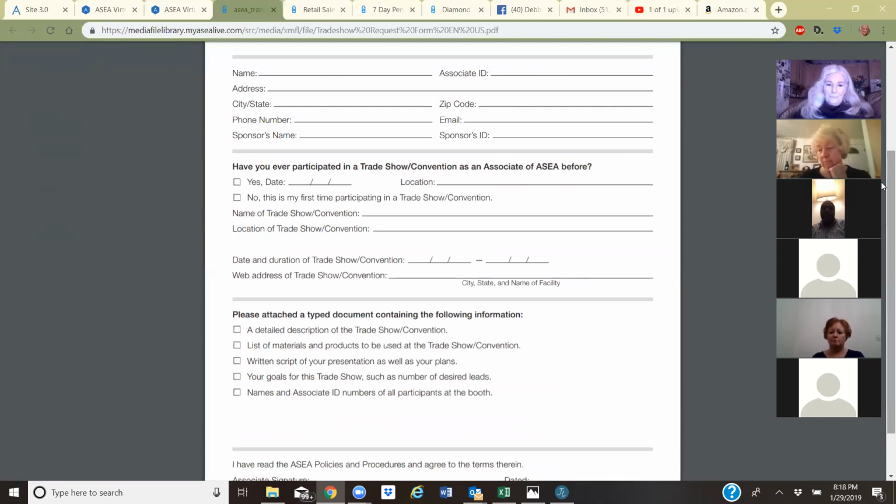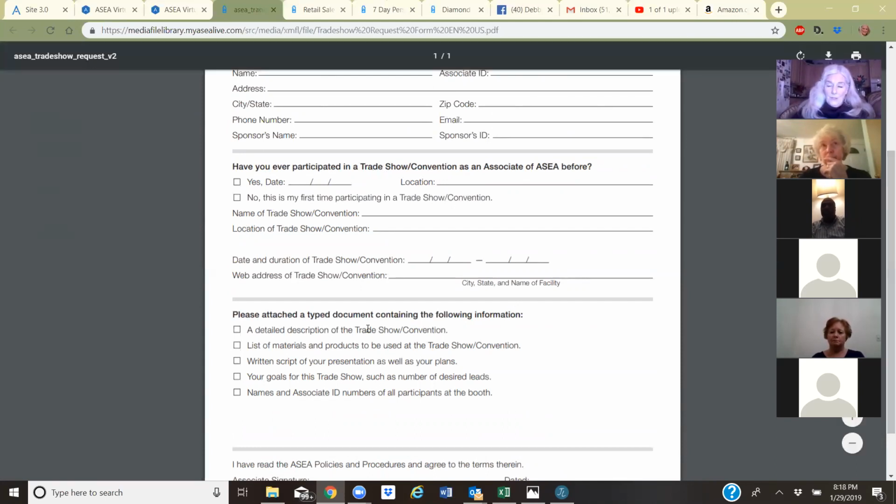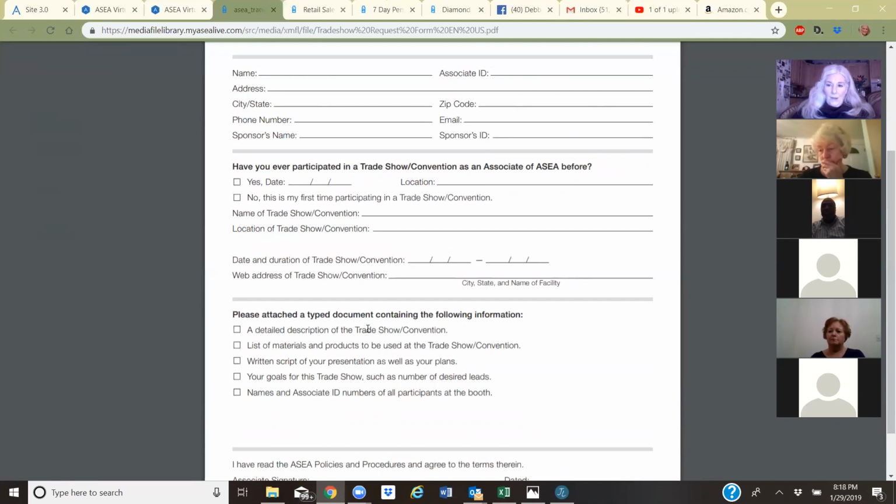So they want to know a detailed description of the trade show and convention. So if it's a health fair, they want to know about what that is, the list of materials and product to be used, a written script of your presentation, because again, you can't say anything uncompliant, your goals for the trade show, such as number of desired leads and names and associate ID numbers of all participants in the booth.